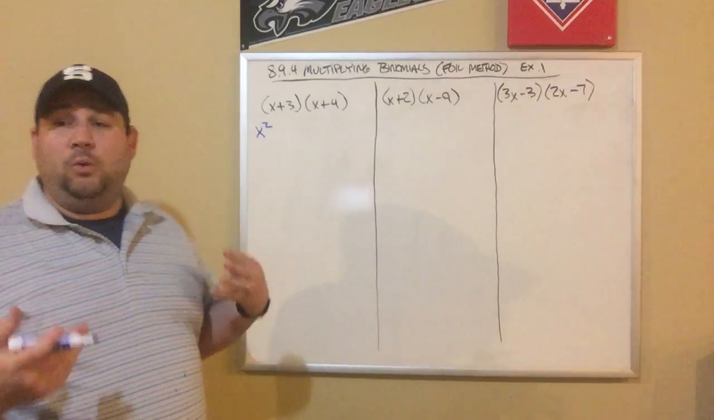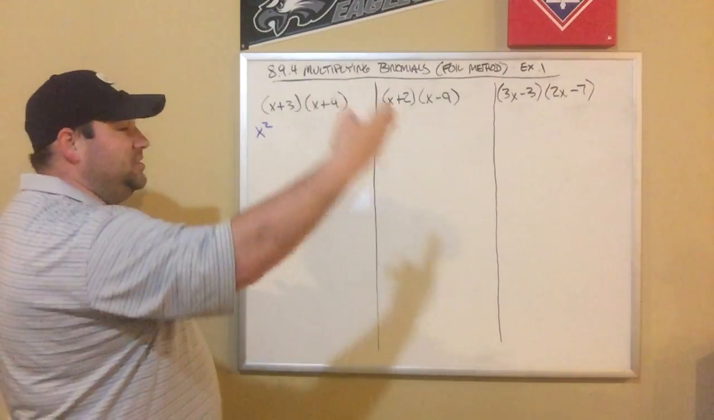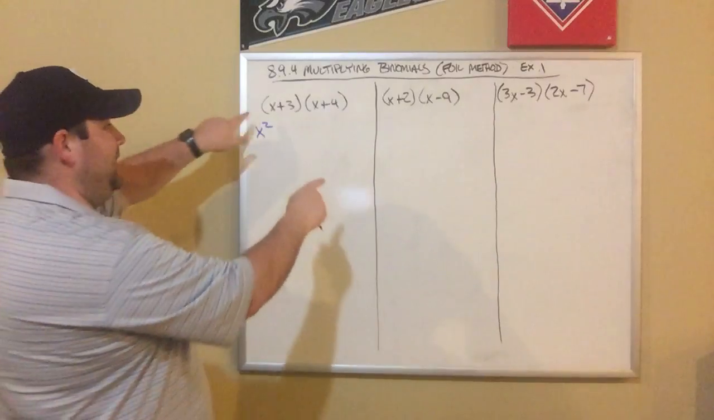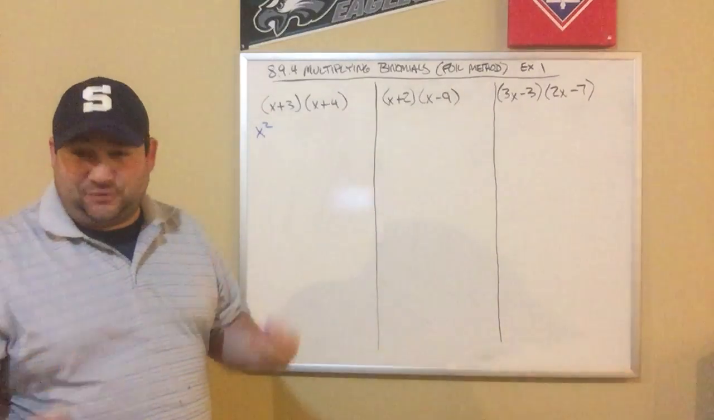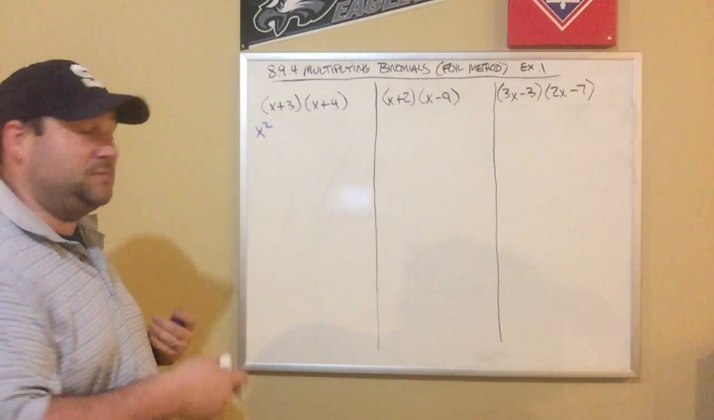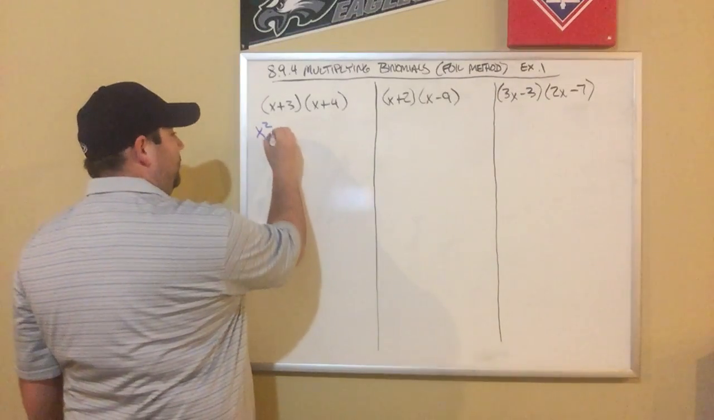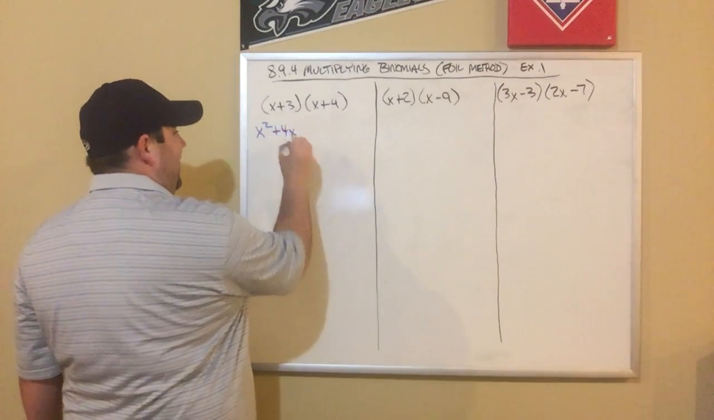Then we've got O. O stands for outer. And that means you multiply the outside terms of the whole thing. I take x times 4. X times 4 is not x4, it's 4x. Remember, a number always goes before the variable. And it's a positive 4x, so I put plus 4x.